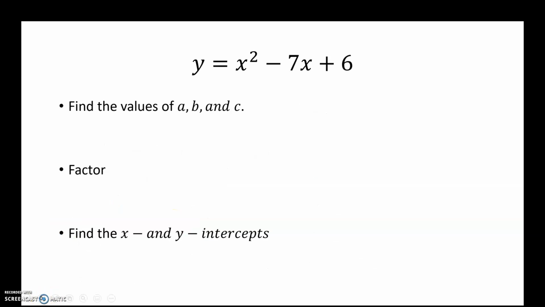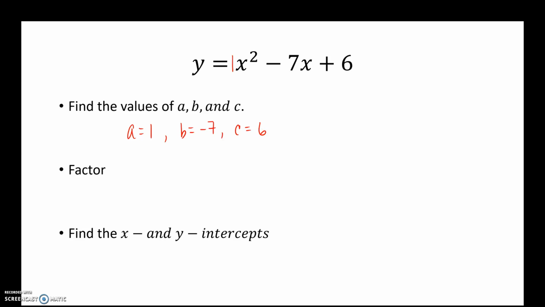Okay, so let's look at one more example together. Find the values of a, b, and c. A is the number in front of my x squared term. There's no number written, so I know it to equal 1. B is the coefficient to my x term. X is being multiplied by -7. C is my constant term. My number alone with no variable is 6.